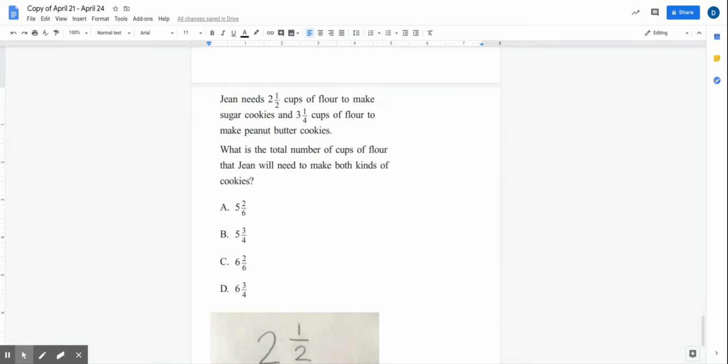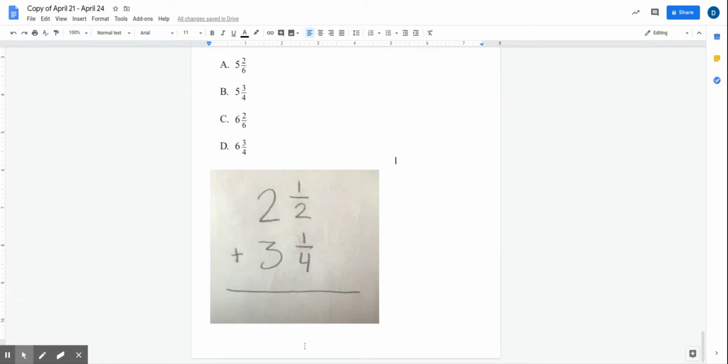Last one. Jean needs 2 1/2 cups of flour to make sugar cookies and 3 1/4 cups of flour to make peanut butter cookies. What is the total number of cups of flour that Jean will need to make both kinds of cookies? Because it says what is the total number of cups, I know it's an addition problem.